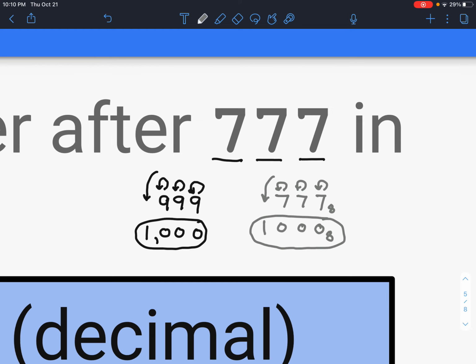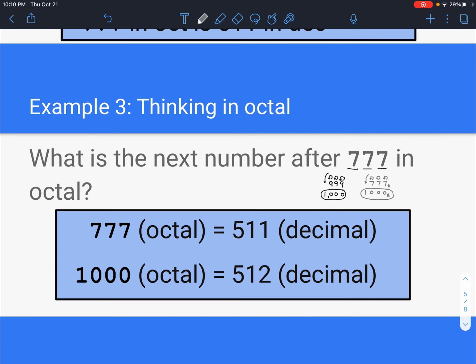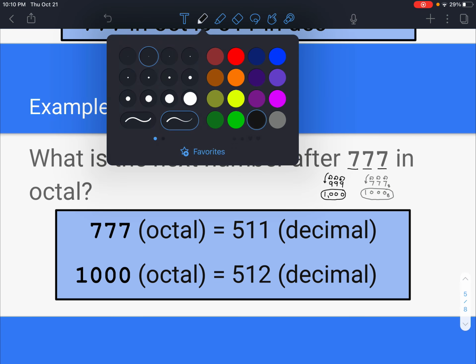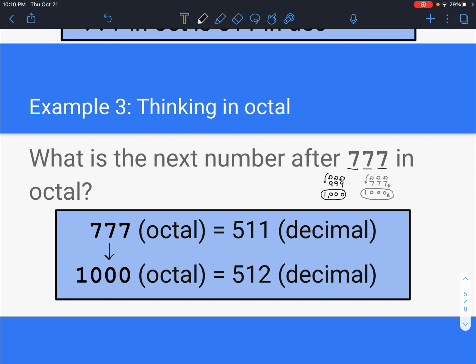Weird to look at, but that is the logic that we're kind of utilizing in this situation. And we again see that right here. The number that comes after the number 777 is actually what looks like 1000, but those are base 8 values. Weirdly, if we converted those to decimals, those values are really only one number apart.